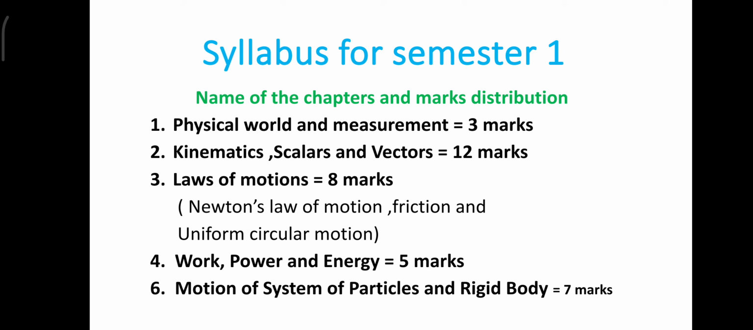Syllabus for semester 1 physics. The names of the chapters and the marks distribution. First chapter is physical world and measurement. It is 3 marks. Here also dimensions of physical quantities and the use of dimensions are there, and also some measuring instruments, errors, round off, etc. are there in that chapter.